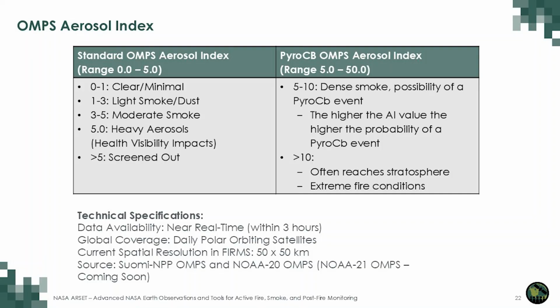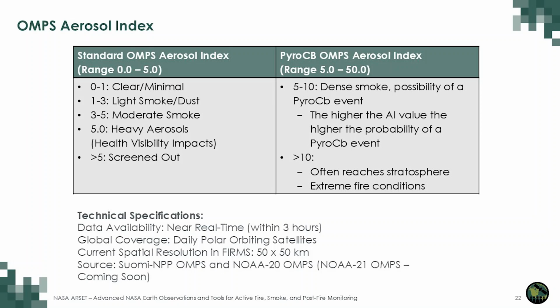But what happens when we have extreme fire events? Well, that's where the pyrocumulonimbus or pyroCb layer comes in. And this has a range from 5 to 50 and removes all that high value screening and is useful for identifying fires with dense smoke plumes. And it has effectively been used to track these pyrocumulonimbus clouds or thunderstorms generated by wildfires. And so it's useful to know when to switch between these 2 layers. We generally start with the standard product for routine monitoring and switch to the pyroCb layer when you're dealing with extreme fire events or when you see gaps in the standard product.